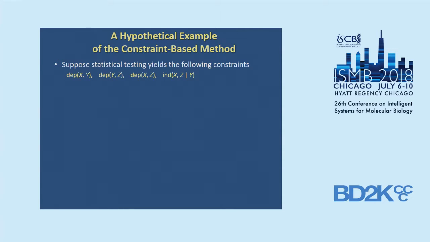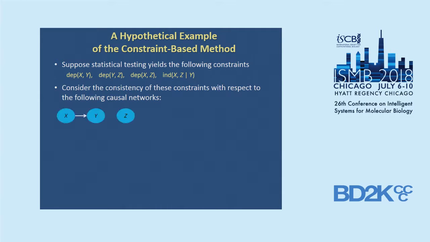Let's suppose that we have a big data set on these three variables and we get these four constraints from the data that we're pretty confident in, and we could quantify that confidence. We find that x and y are dependent, that y and z are dependent, that x and z are dependent, and that, interestingly, x and z are independent given y. That's the result of analyzing our data. So let's consider the consistency of these four constraints with respect to the following causal networks.